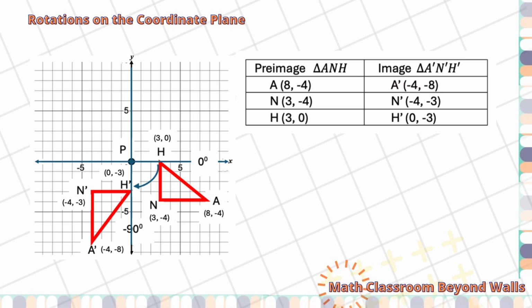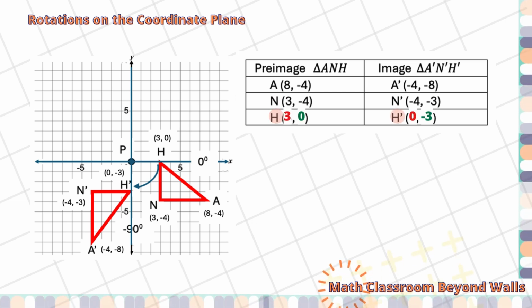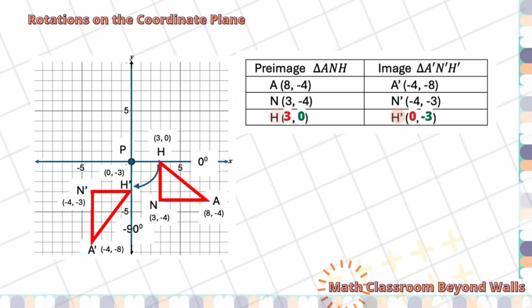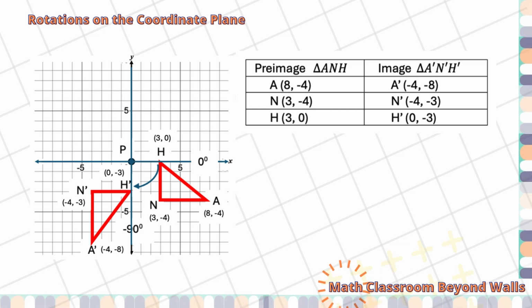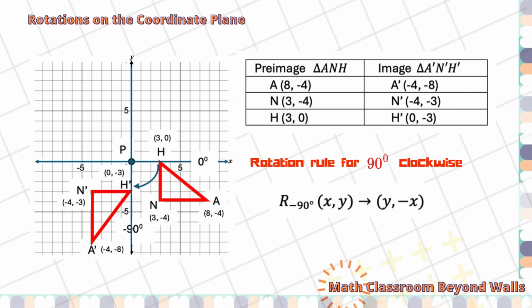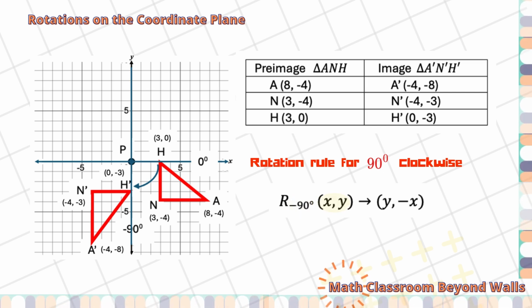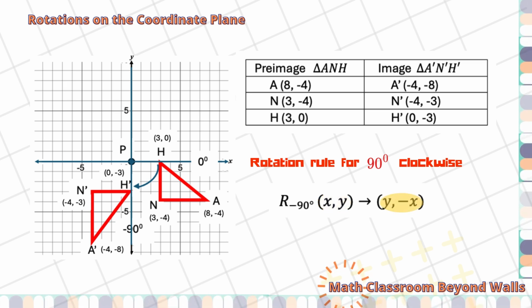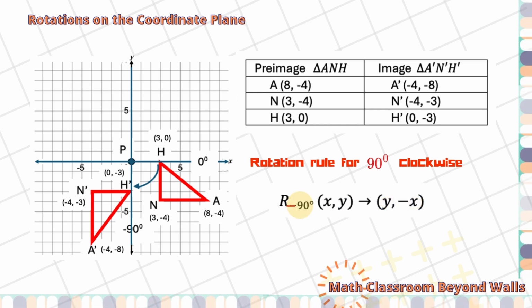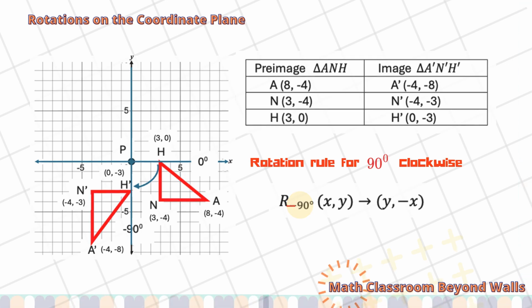These changes are true for all the corresponding points like N and N prime and H prime. From these changes, we can write the transformation rule for the rotation rule of 90 degrees clockwise as. This means that in a 90-degree clockwise rotation, any point (x, y) on the preimage will be transformed to (y, -x) on the image. The negative sign before 90 degrees indicates that the rotation is clockwise.